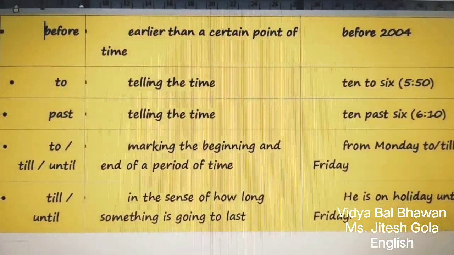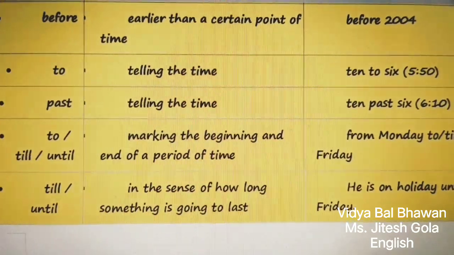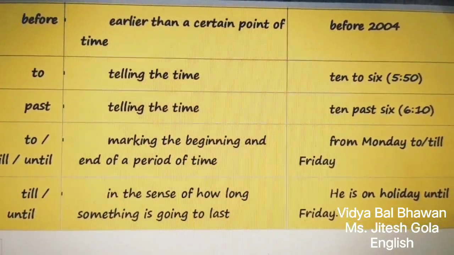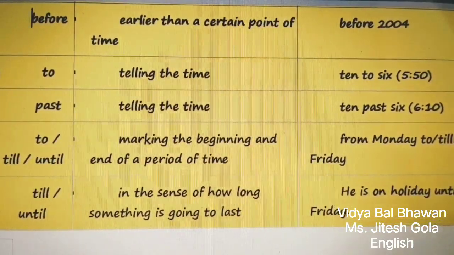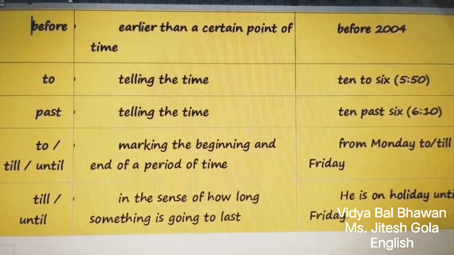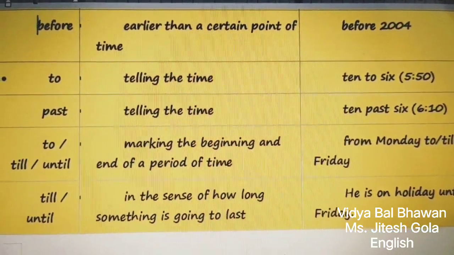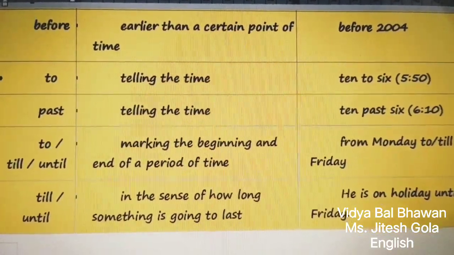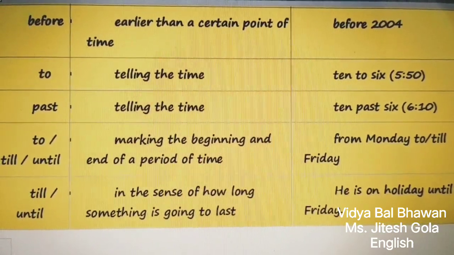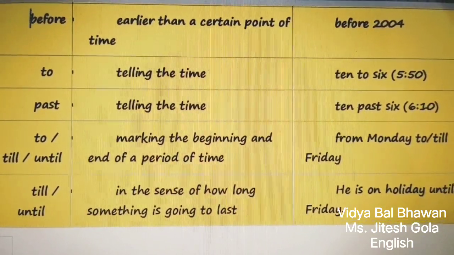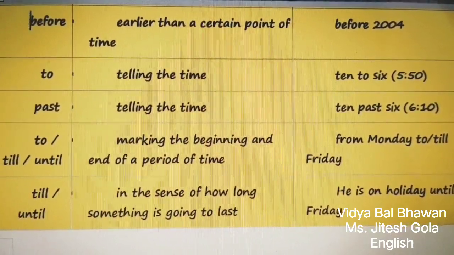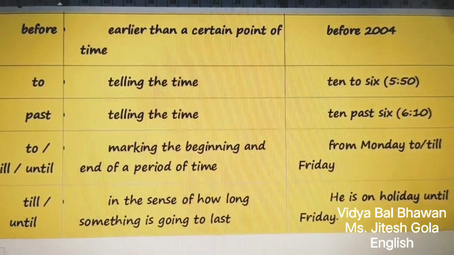Correct. Now next, we are using to, till, until for marking the beginning and end of a period. As I told you in the beginning, the preposition, it's not a very hard and fast rule that at a single place you are going to use it. It can be used at different places depending upon the need of the sentence. Okay, for example, here it is written I will be there from Monday to Friday, or he will reach here till Friday.